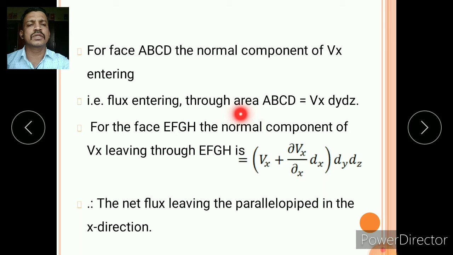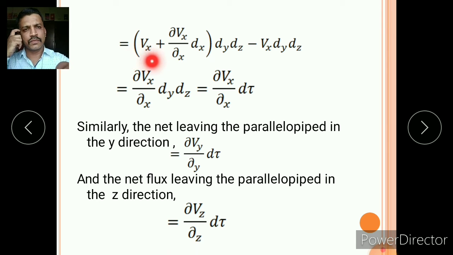For face ABCD, the normal component of Vx entering, the flux entering through ABCD, is Vx dy dz. For face EFGH, the normal component of Vx leaving through EFGH is Vx plus ∂Vx/∂x dx, into dy dz. Here we just give the value of Vx, that is Vx plus ∂Vx upon ∂x into dx. The net flux leaving the parallelepiped in the x direction is given by Vx plus ∂Vx/∂x dx, dy dz, minus Vx dy dz.